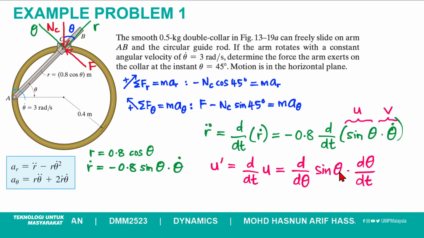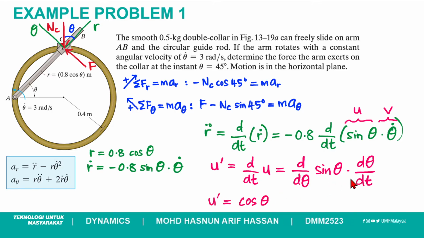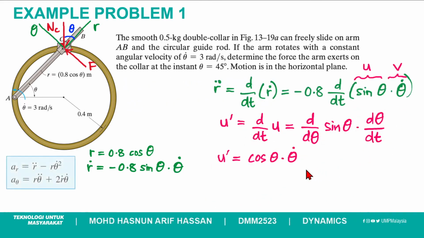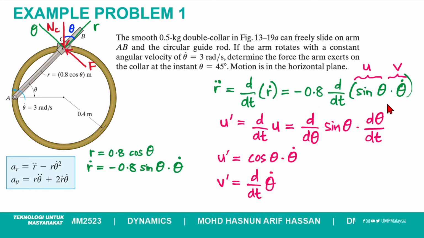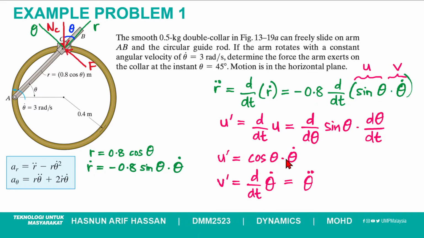D over d theta of sin theta gives cos theta. D theta over dt is theta dot. So you get u prime is cos theta times theta dot. Now we go to v. We have that already. V prime is d over dt of theta dot. Theta dot is already d theta over dt. So if you differentiate over time once more, it becomes theta double dot. So we have u prime is cos theta times theta dot, and v prime is theta double dot.